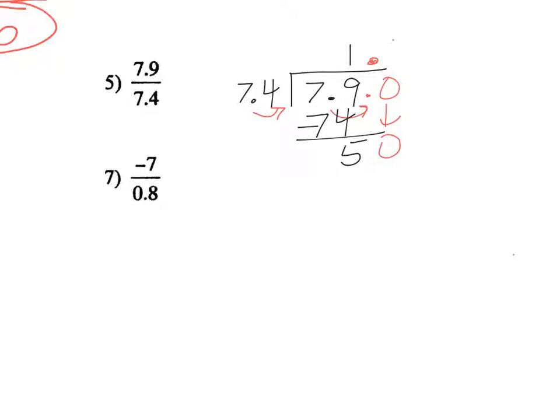74 will not go into 50, so that's 0. So then I have to add another 0 and bring that down. And I say 74 goes into 500. So I try some different things, and I'm going to try, let's see, 6. 6 times 4 is 24. Carry the 2. 6 times 7 is 42, and 2 is 44.